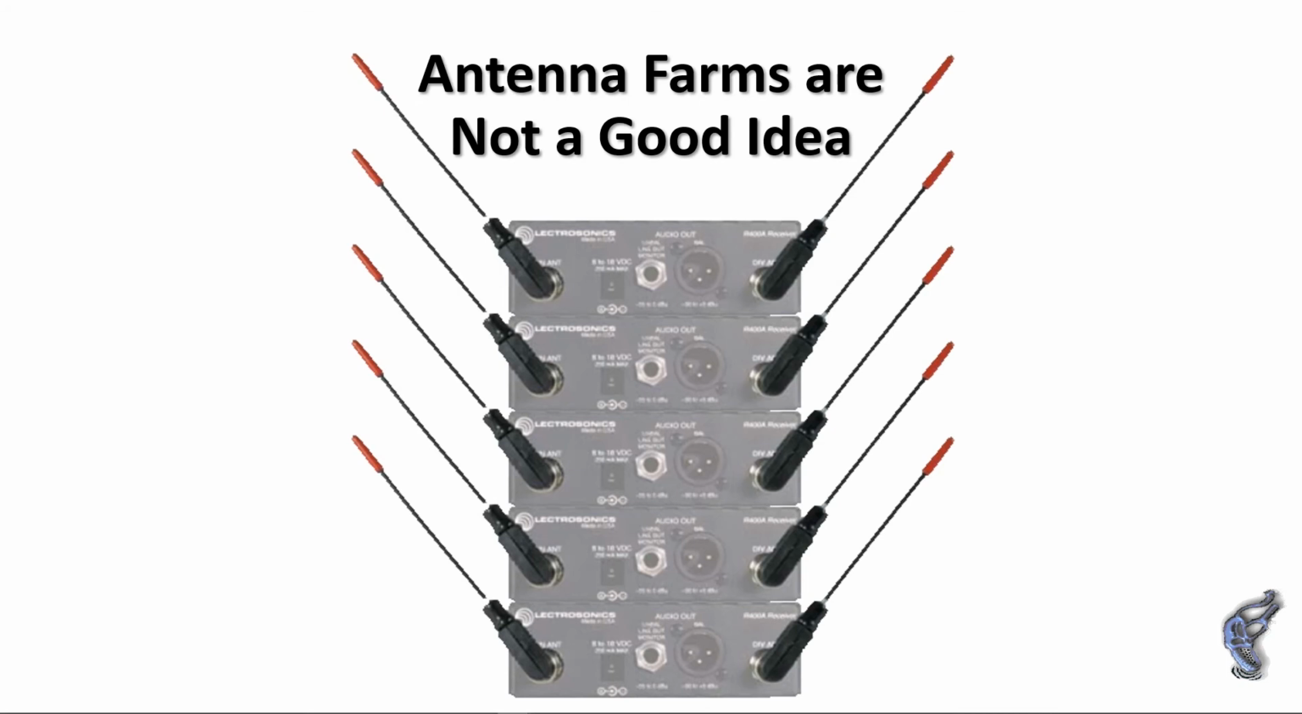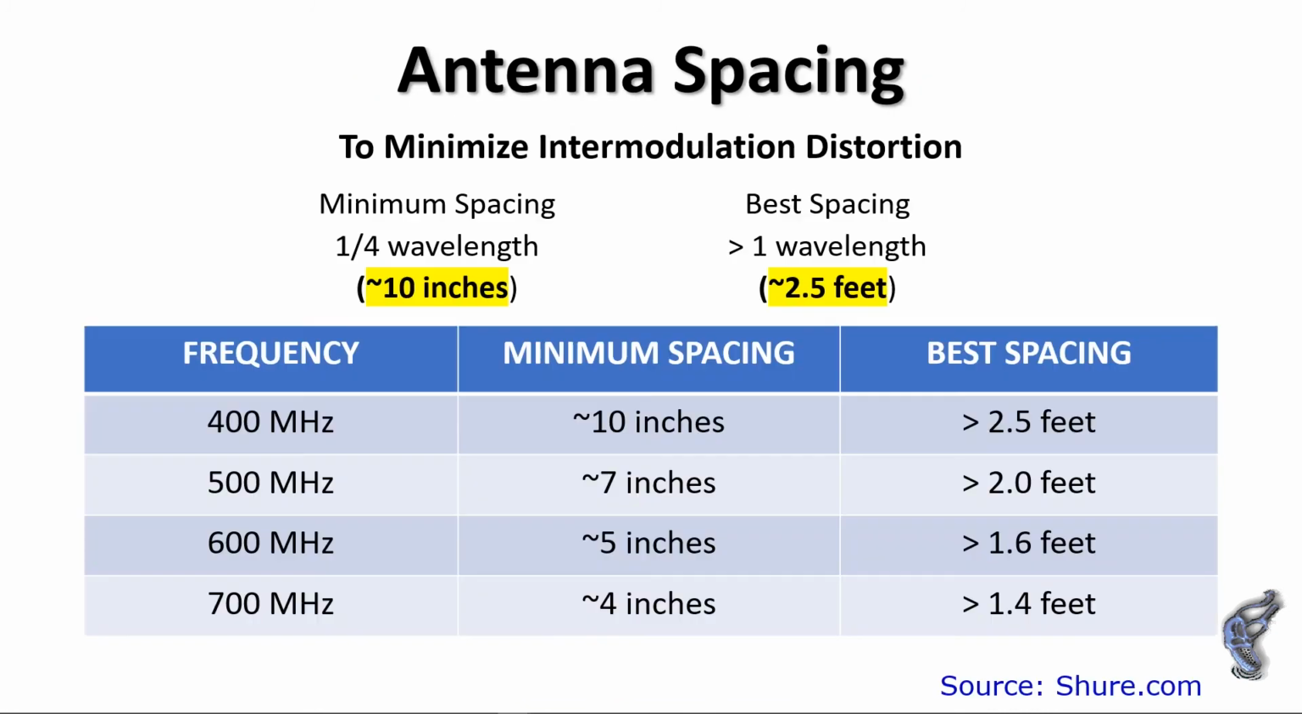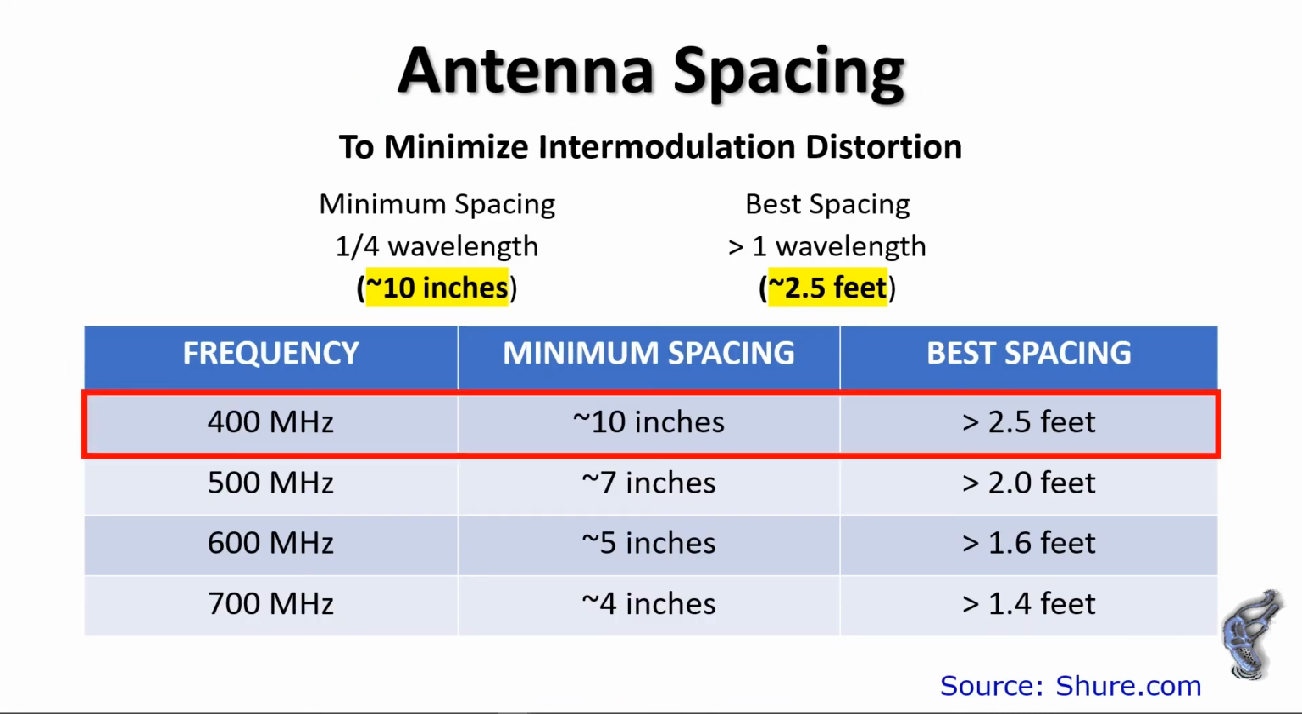Now, if you have multiple wireless system receivers stacked up on the ledge in front of your console, you're asking for trouble. Placing antennas so closely together can create RF interference with the good channel. In fact, the Shure website recommends that antennas operating in the 400 MHz range be separated by at least 10 inches to as much as 30 inches to minimize interference.